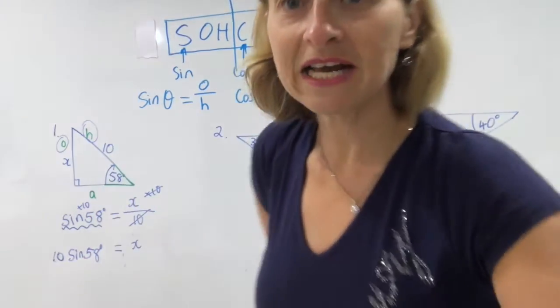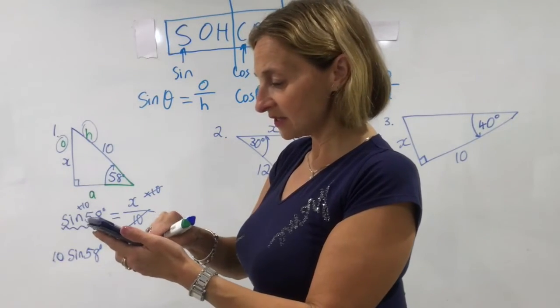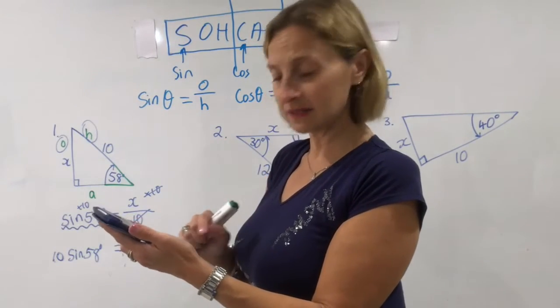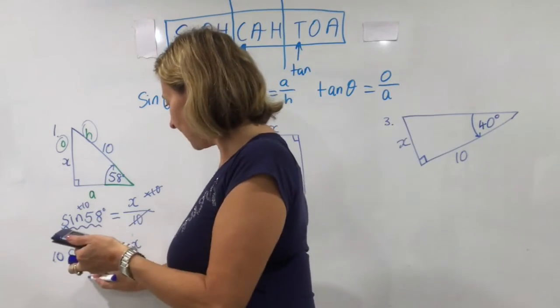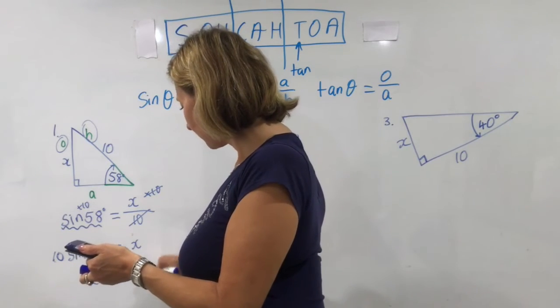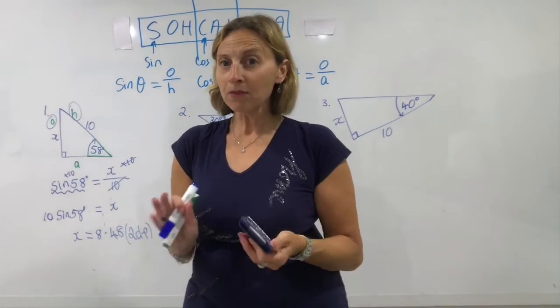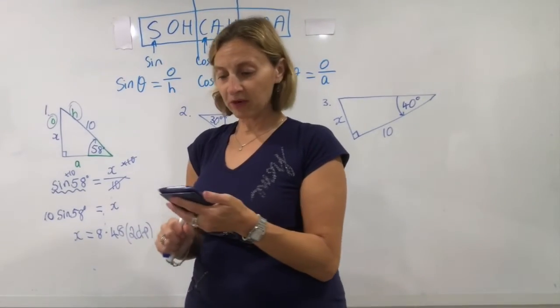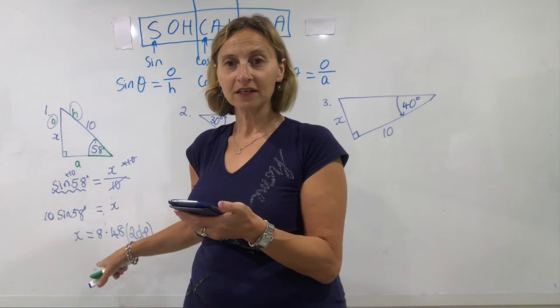Then you get your calculator and you type it in. 10 times sine 58, close the brackets, equals, and you should get x equals 8.48, and I can write that to 2 decimal places. If for some reason you did not get 8.48, but you did all the working correctly, just have a look at your calculator screen.